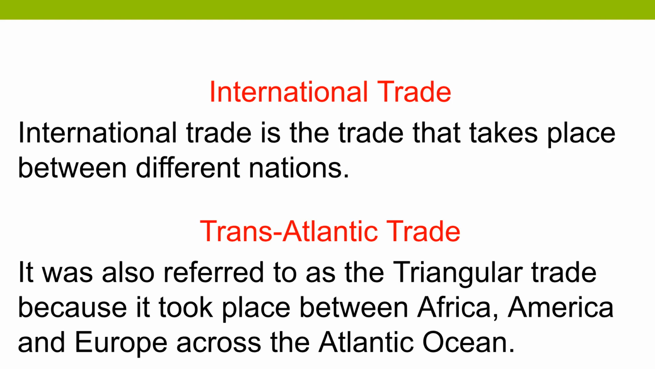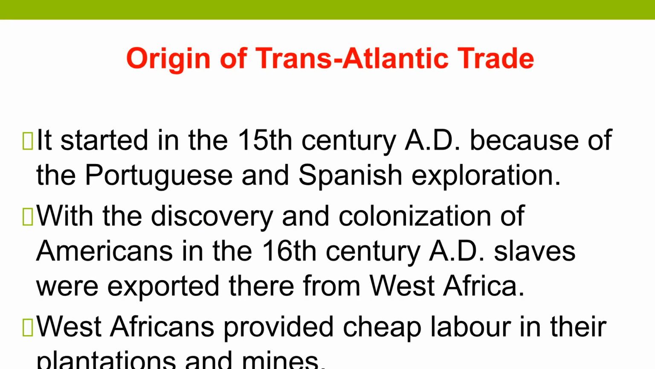The transatlantic trade, also called the triangular trade, occurred across the Atlantic Ocean between Africa, America, and Europe. The transatlantic trade began in the 15th century due to Portuguese and Spanish exploration. With the discovery and colonization of the Americas in the 16th century, slaves were exported there from West Africa to provide cheap labor in plantations and mines.